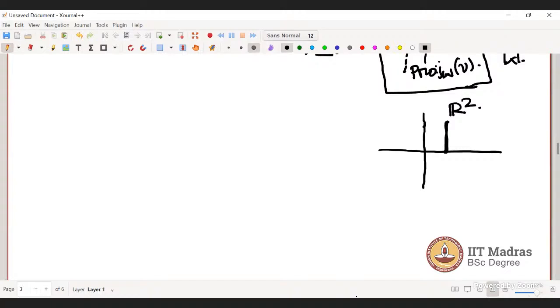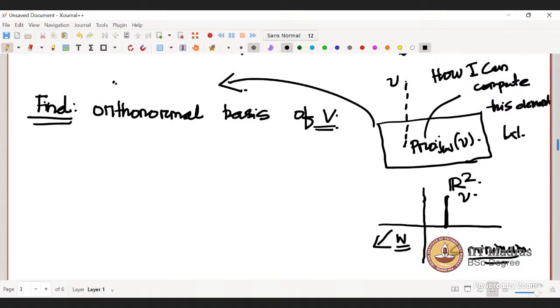You can drop a perpendicular on the X axis. So the projection is basically equivalent to this: we are finding a vector in W such that the distance between this point V and W is minimum. I got it, sir. Because we can project the point. That is, more or less, the definition of projection.